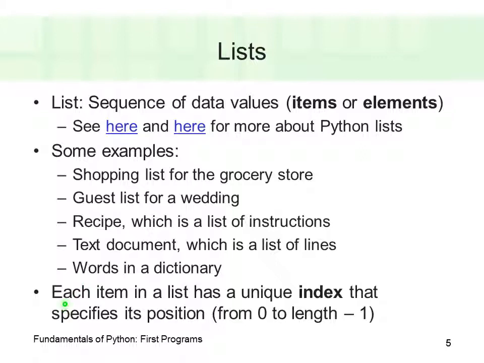Each item in a list has a unique index that specifies its position, and just as in strings, the index is numbered from 0 to length minus 1. Remember, we call this zero-based indexing.